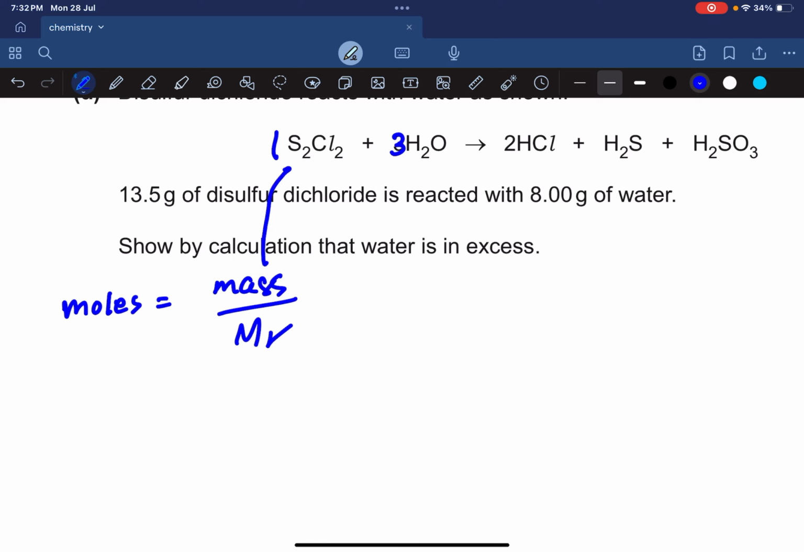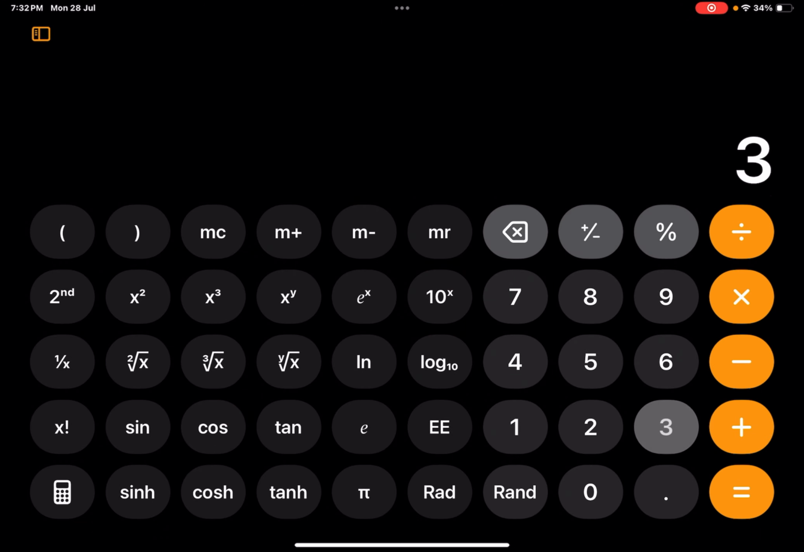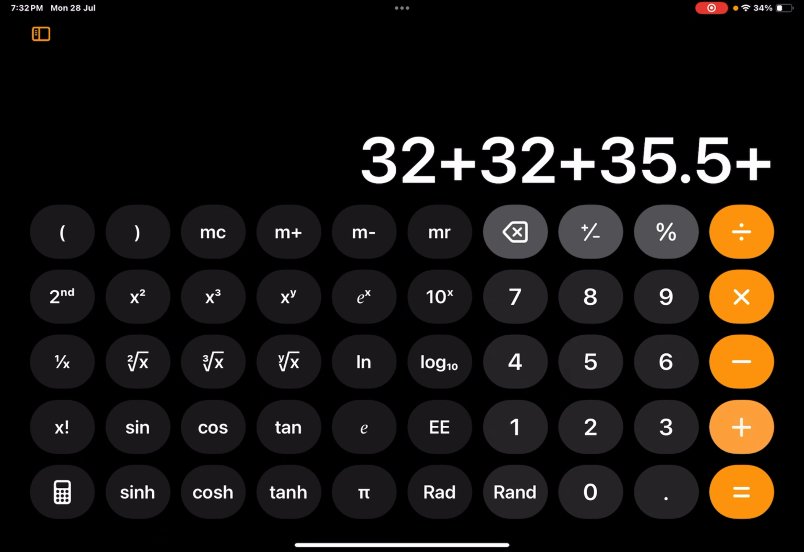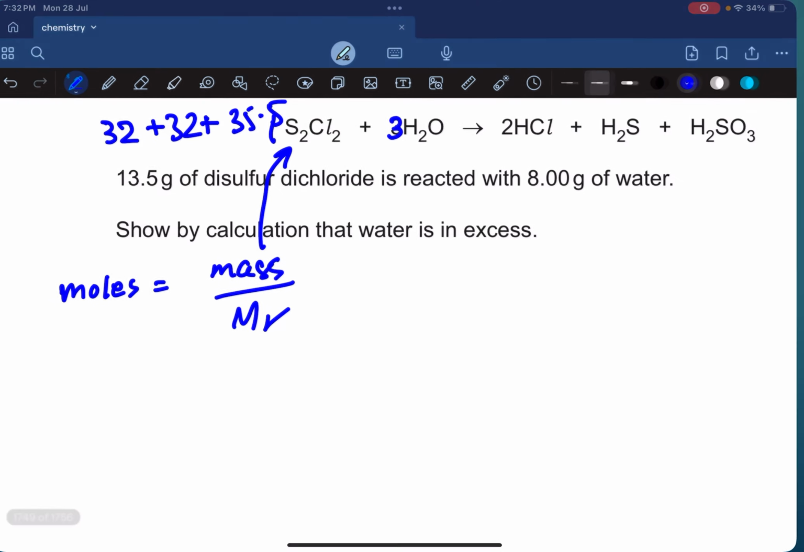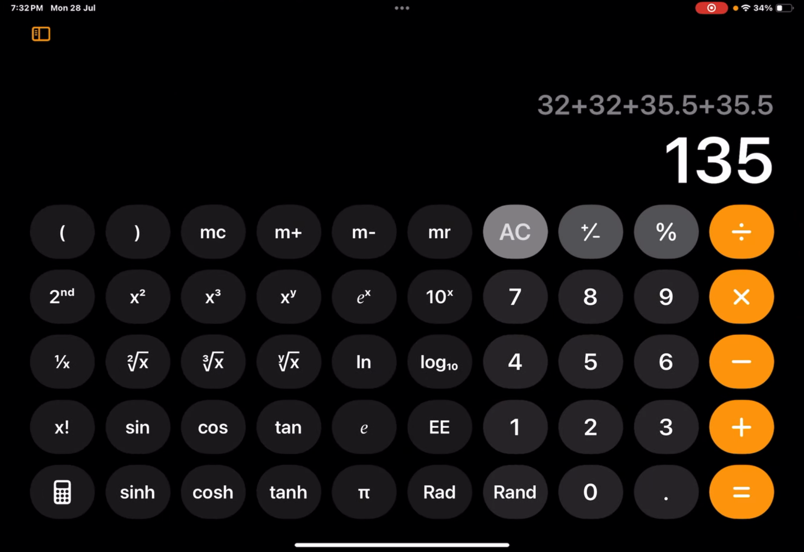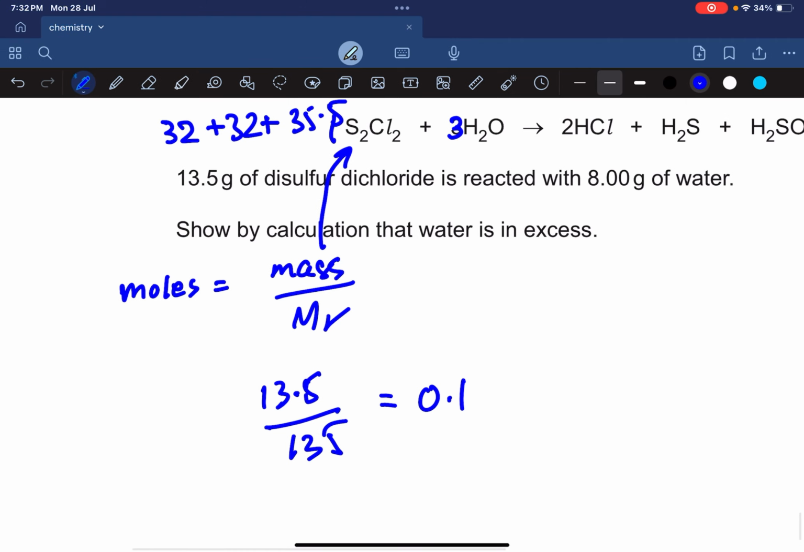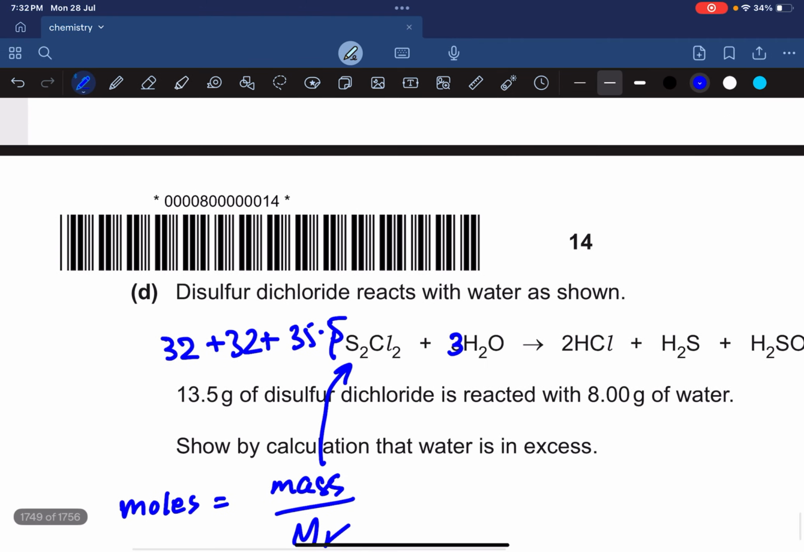Mr is going to be: we have 2 sulfurs, 1 sulfur is 32. So 32 plus 32 plus 35.5 plus 35.5, and that gives me 135 as my Mr. So my mass is 13.5, my Mr is 135. Let's find the moles. 13.5 divided by 135, and that gives me 0.1 moles. Okay, now I have 0.1 moles of my S2Cl2.